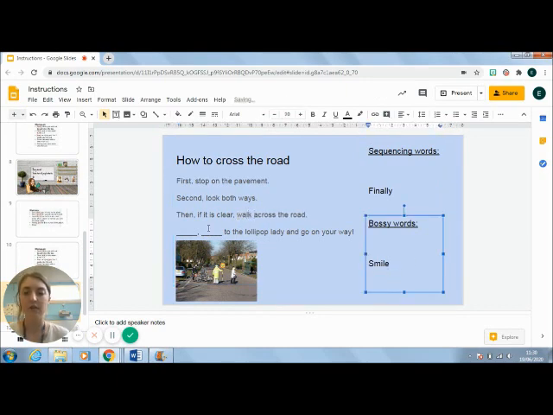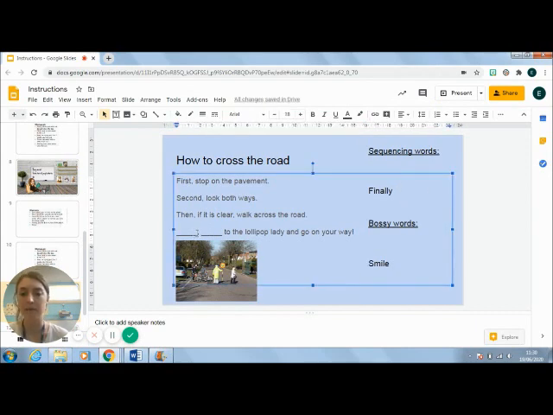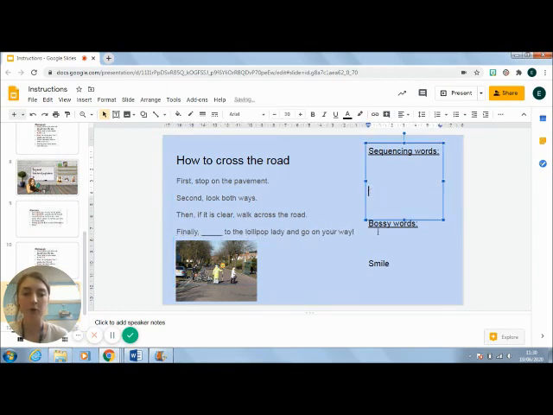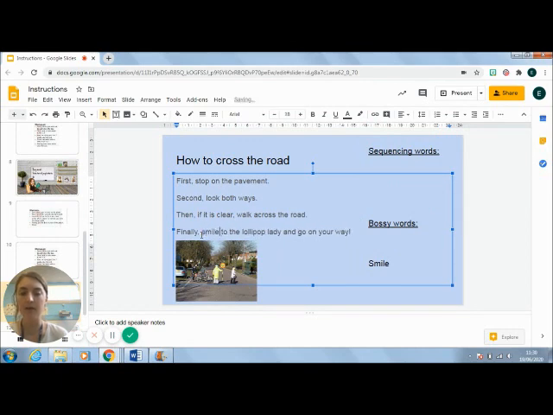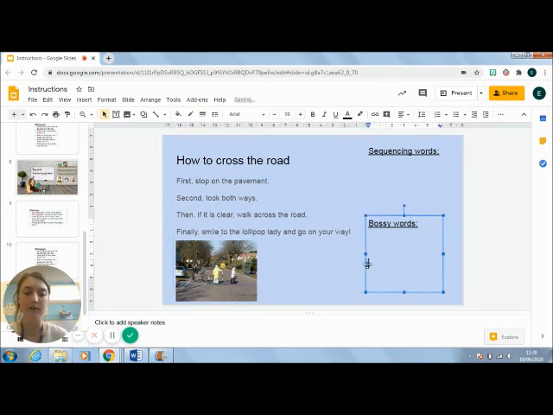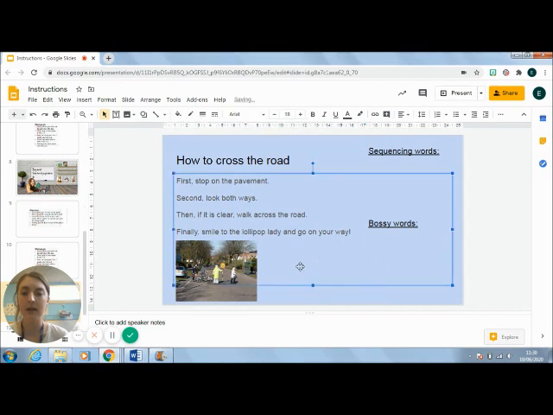That leaves me for the last sentence with the sequencing word finally, and I'm happy to put that in there because we know finally comes last. And the last bossy word is smile. Let me just check it makes sense. Finally, smile to the lollipop lady and go on your way. Yeah, I'm happy to put that in there. So I've used all my sequencing words and all my bossy words. Let's read the instructions and check they make sense.